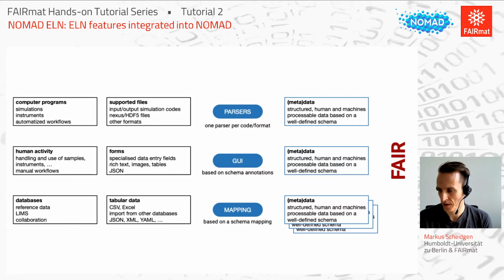Now to the new stuff. The next two layers, yeah, the big one is human activity, right? You're working in the lab, you are handling your samples, you're putting them into your instruments, you make observations and stuff like this, and you want to do notes about it, right? You want to somehow capture what's happening in your laboratory. And this is basically human activity as a source for data.